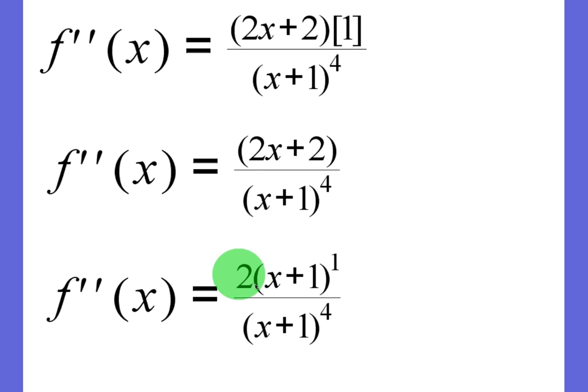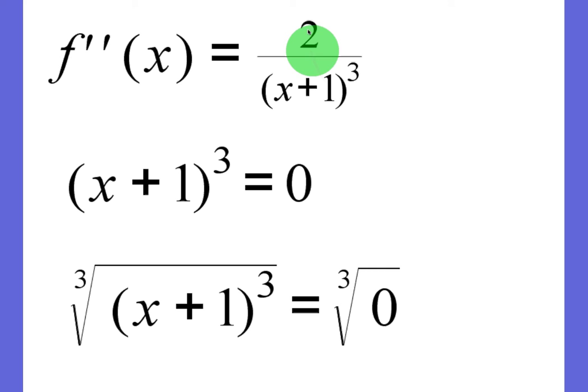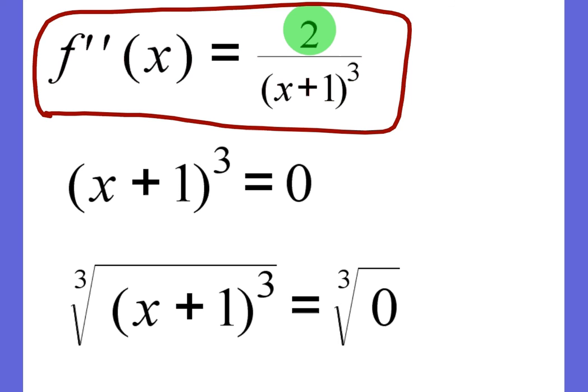So we can actually pull a 2 out here. We're left with 2 times x plus 1 to the first. And we have an x plus 1 to the fourth on bottom. So this is going to cancel, just become x plus 1 cubed on the bottom. And a 2 on top. So it's kind of crazy. We did a lot of simplification to get a pretty simple second derivative.